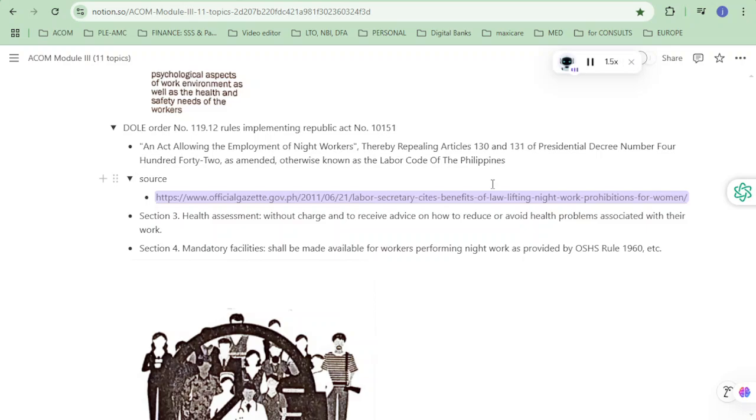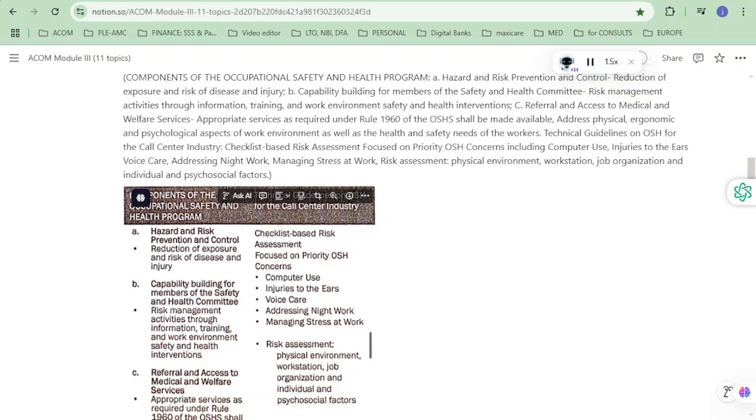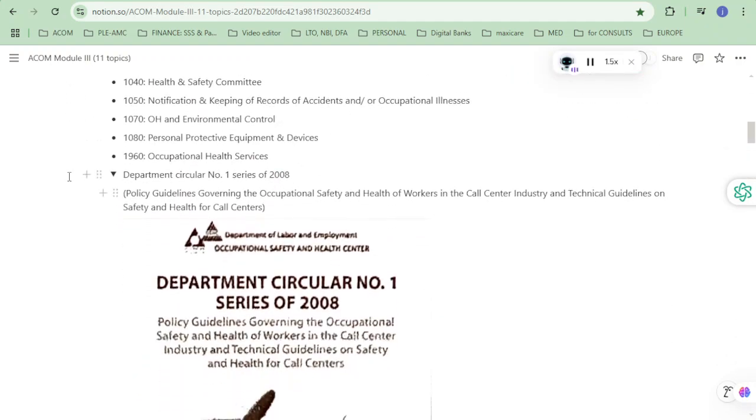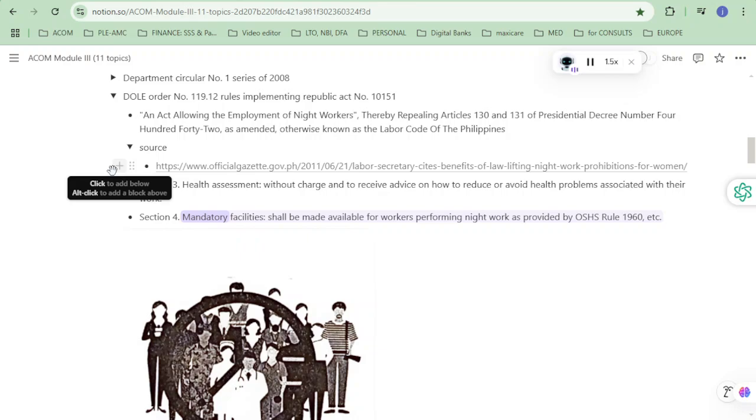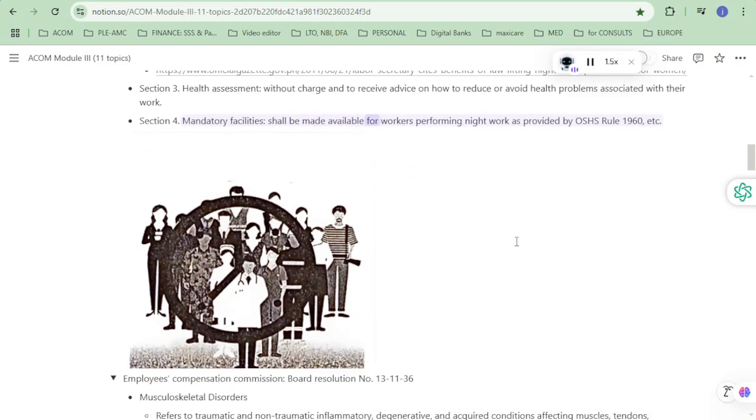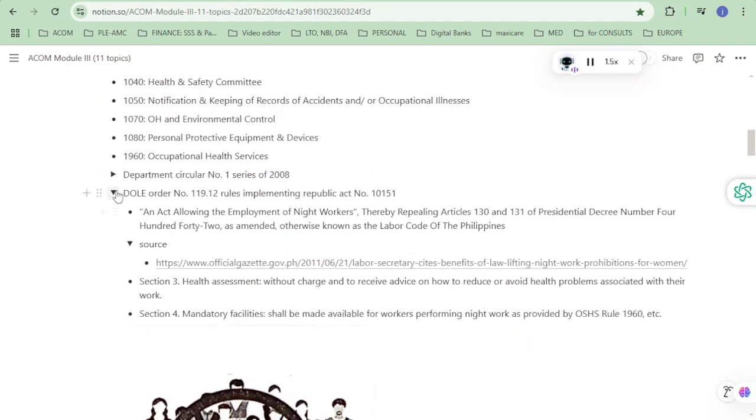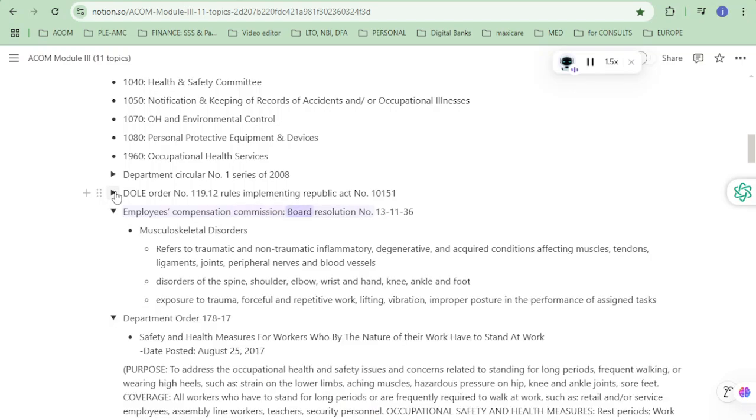Section 3. Health Assessment, without charge and to receive advice on how to reduce or avoid health problems associated with their work. Section 4. Mandatory facilities shall be made available for workers performing night work as provided by OSHS Rule 1960, etc. ASCII. Alt. Employees Compensation Commission, Board Resolution No.